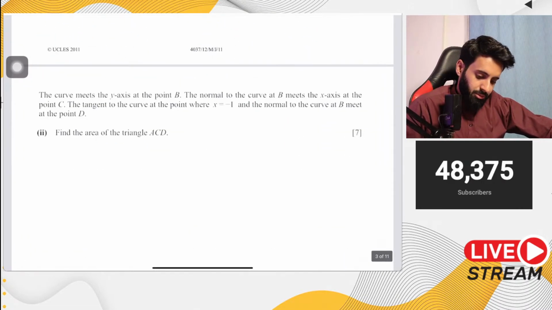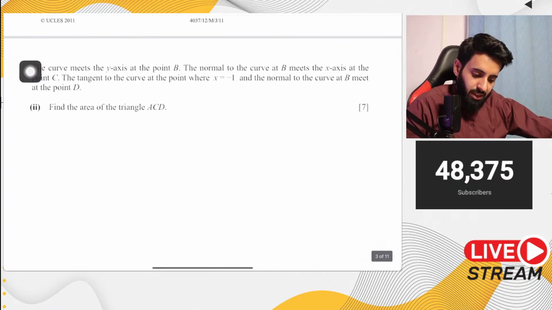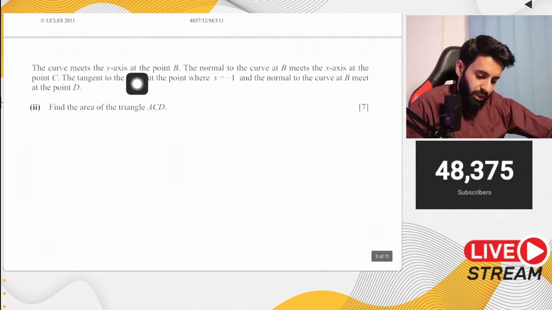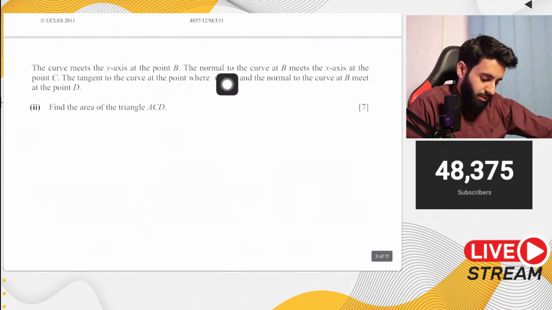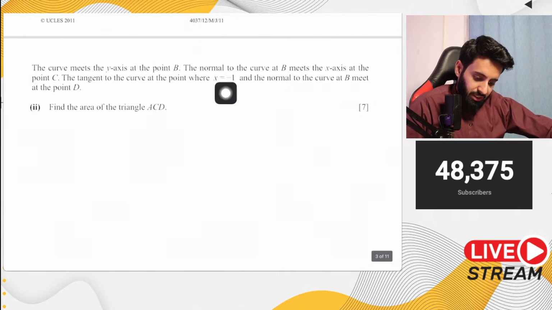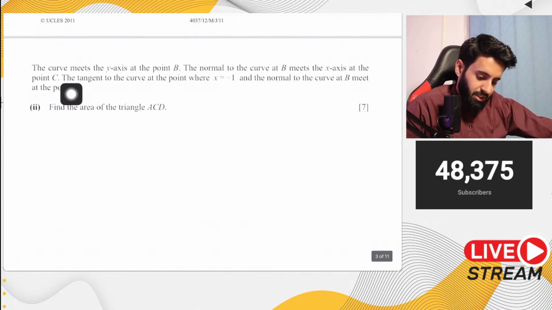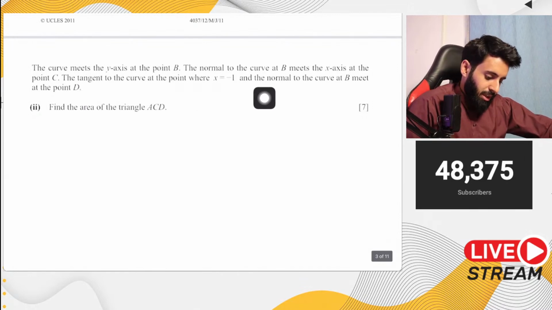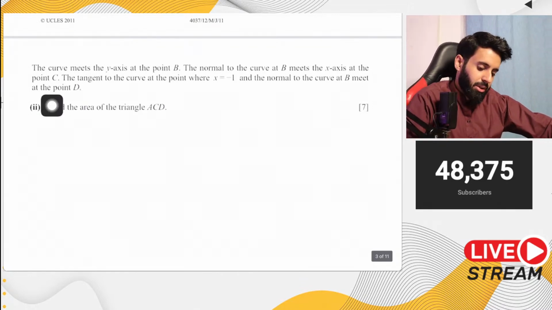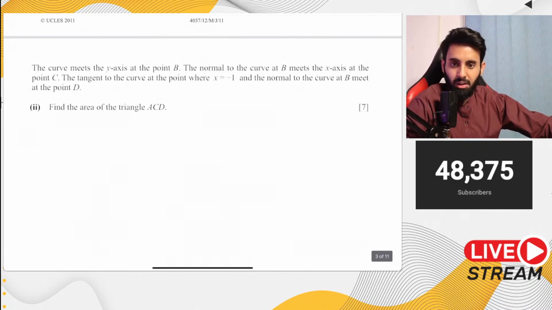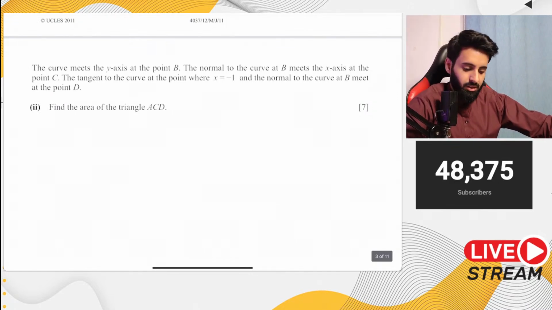Okay, thank you. Then it says the curve meets the y-axis at the point B. The normal to the curve at B meets the x-axis at the point C. The tangent to the curve at the point where x equals to 1 and the normal to the curve at B meet at the point D. Find the area of triangle ACD.